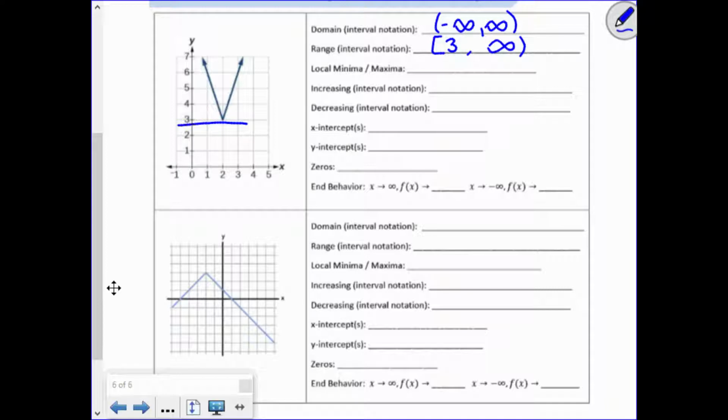That's what your domain and range should look like. It shouldn't be brand new; you should be familiar with that. Alright, now we're going to do local maximum and local minimum.